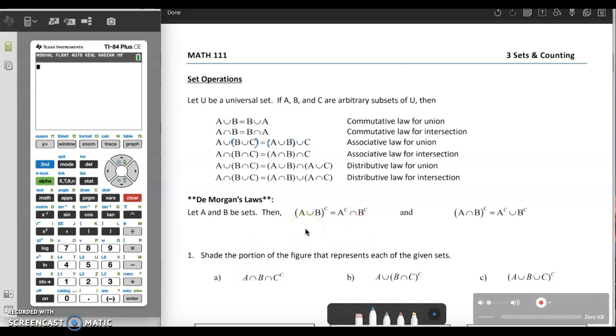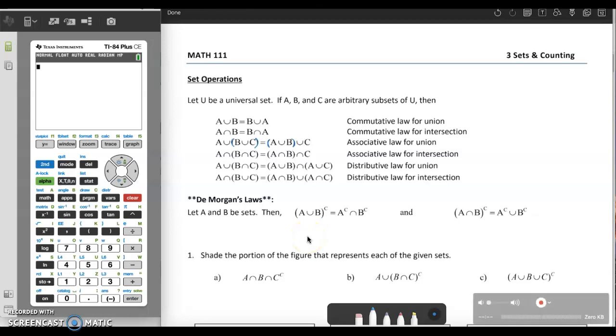And then as a reminder, we do have our De Morgan's laws. Those are really helpful, important laws where if you take the union of 2 sets and you complement that, that's the same thing as taking each complement separately and doing the intersection. Same thing works for the other way around.